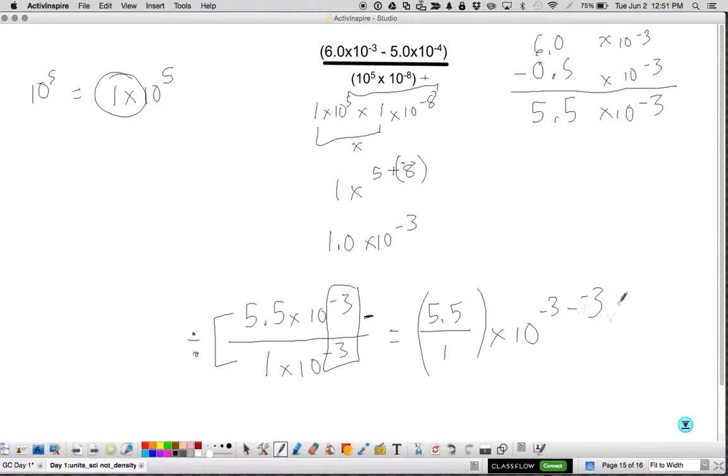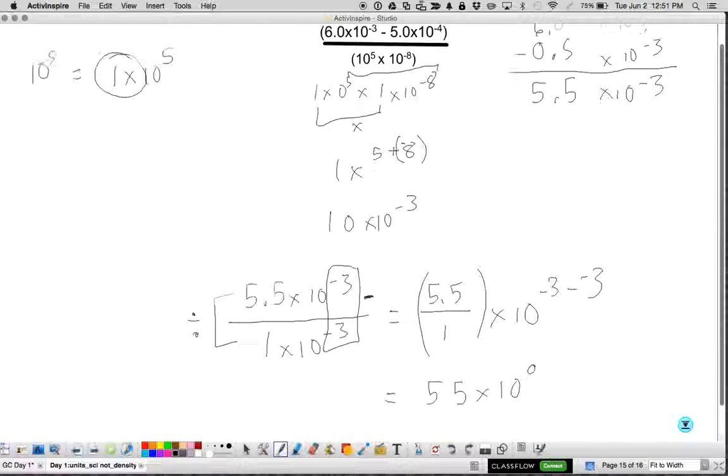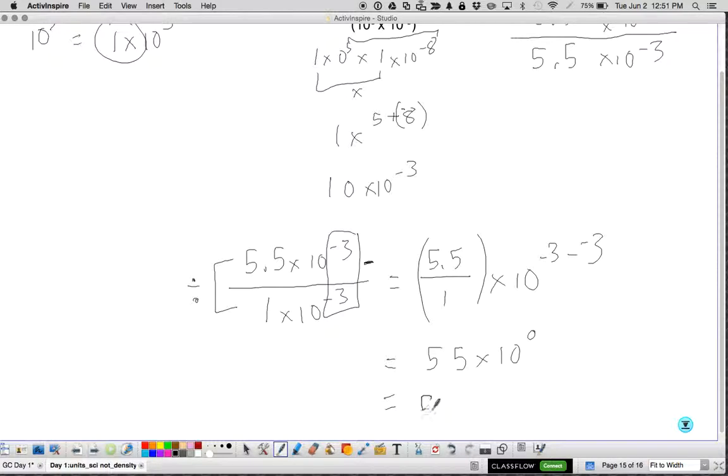So notice that that's going to be minus negative. That's going to cancel out to an add. So this becomes 5.5 times 10 to the 0, which is really just 5.5. Yay!